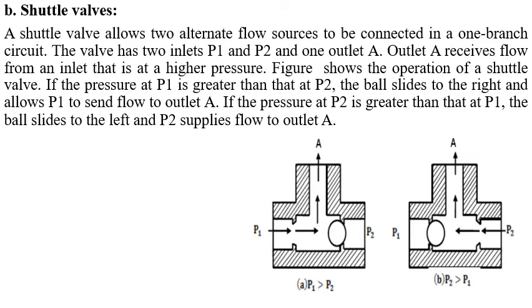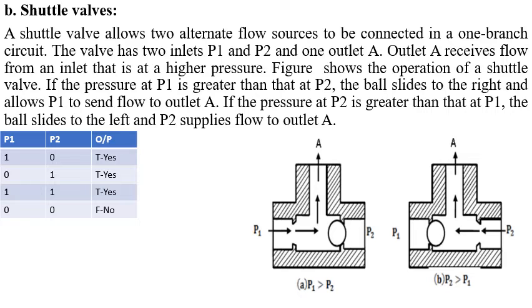And when we see the second diagram B, in this case P2 is greater than P1. What it indicates is, if the pressure at P2 is greater than at P1, the ball slides to the left. The ball slides to the left and connects P2 to outlet A. P2 supplies flow towards outlet A.